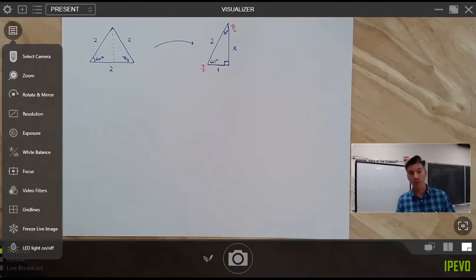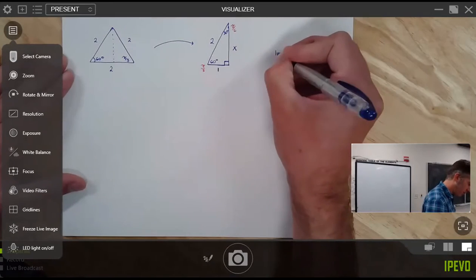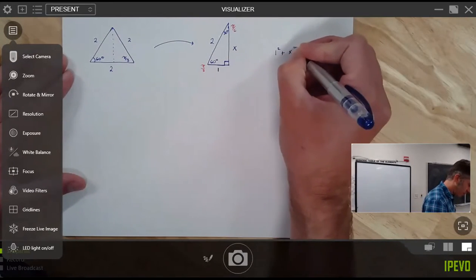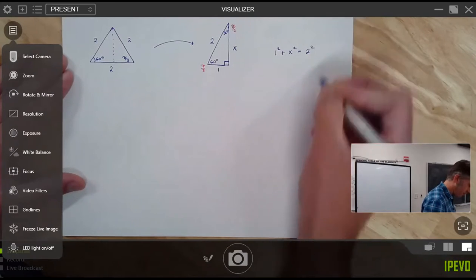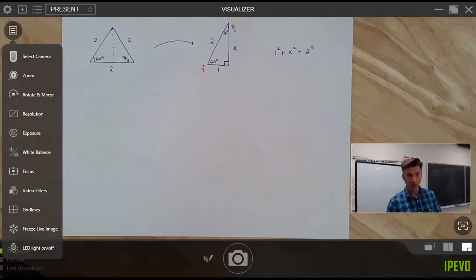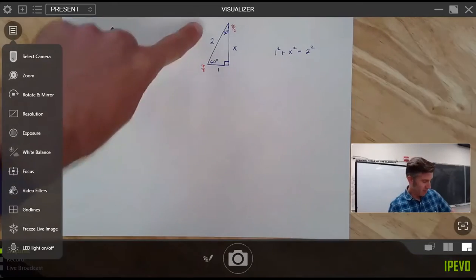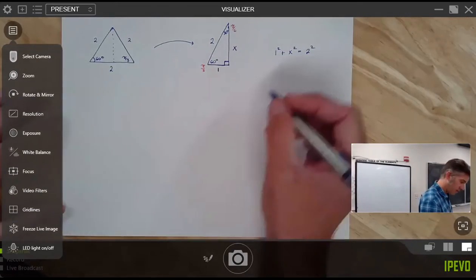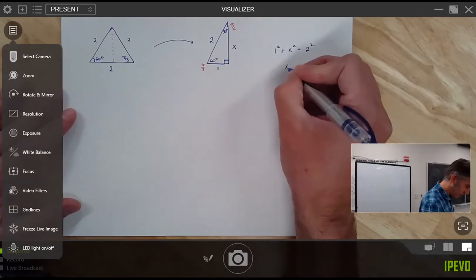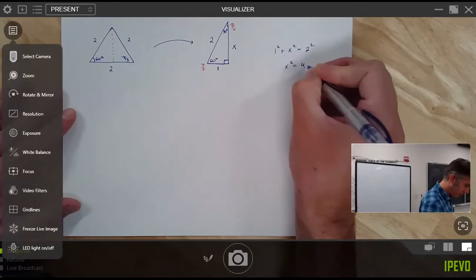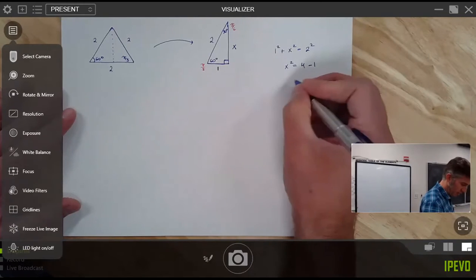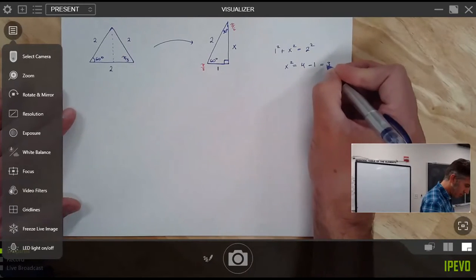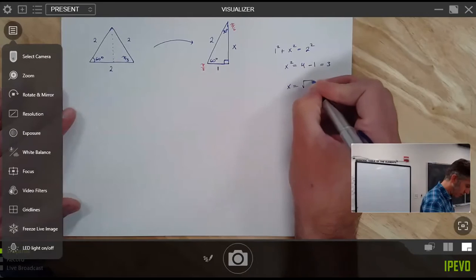Pythagorean theorem. Whenever you're missing a side in a right triangle, you can always use the Pythagorean theorem to find it. So we're going to have 1 squared plus x squared equal to 2 squared. It's also important to remember that whenever you're using the Pythagorean theorem, the hypotenuse side squared is always the side that's by itself. And then I'm going to solve for x. So x squared is going to equal 4 minus the 1, which is 3. So then x is going to be the square root of 3.